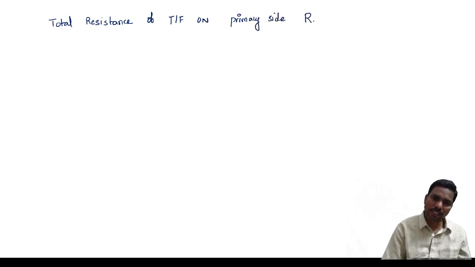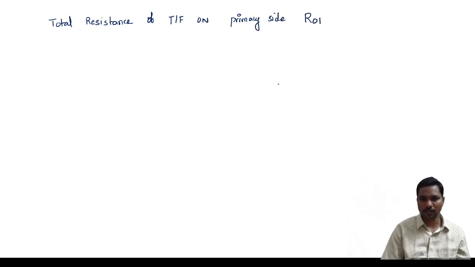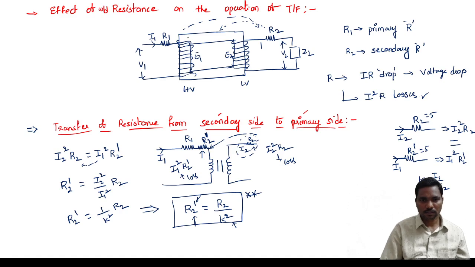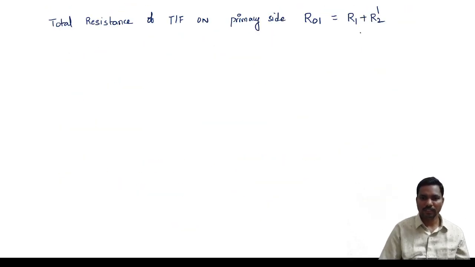Total resistance is considered as R01. Primary side in the sense R01. This is the sum of R1 plus the secondary to primary transferred resistance. So here R1, and you are transferring R2 here. So R1 plus R2 dash.